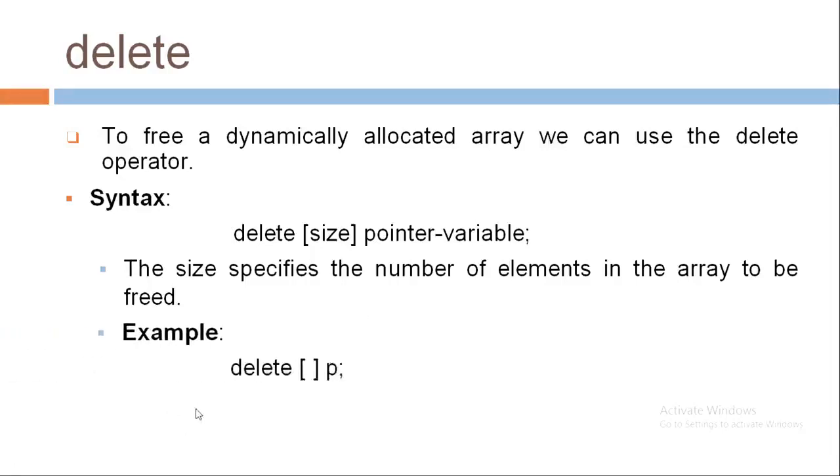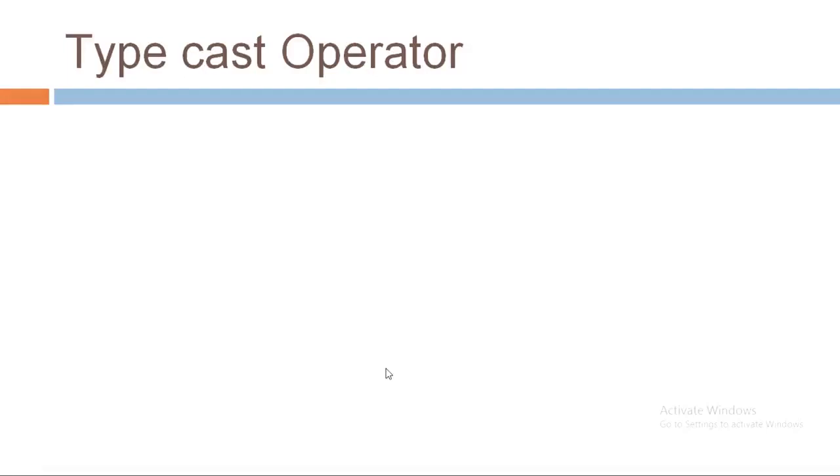For example, delete, empty square brackets, and then p. The empty bracket shows that we want to remove all the elements from the array. That means we want to free all the elements' memory space from the memory using the delete operator.